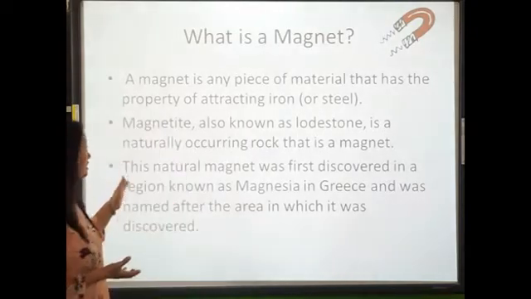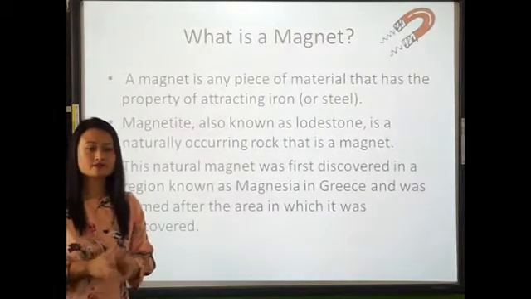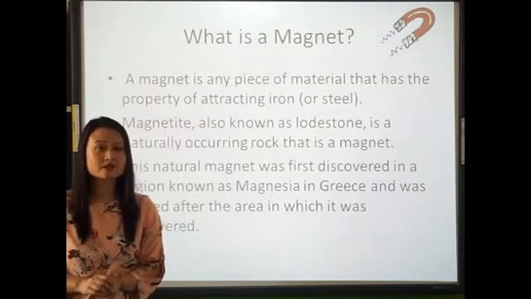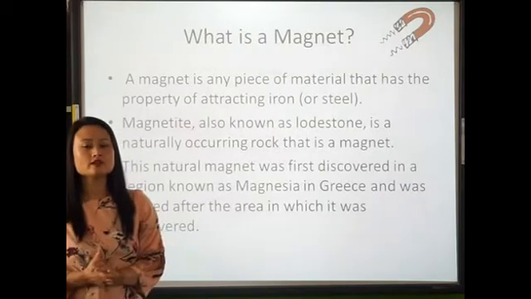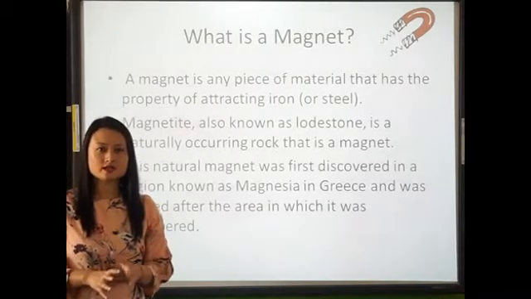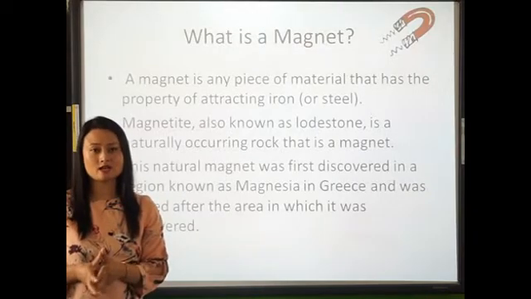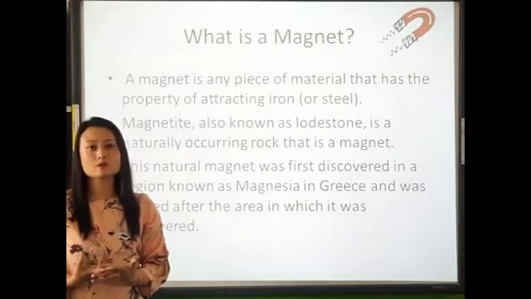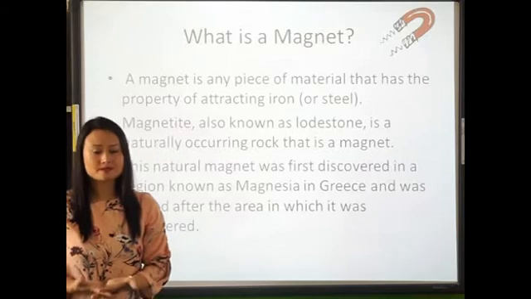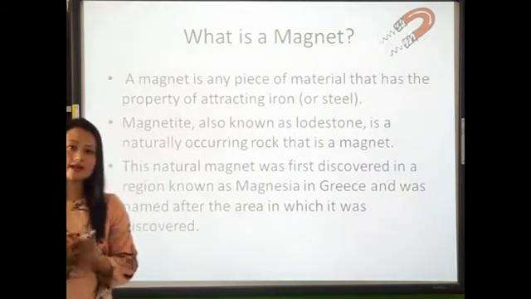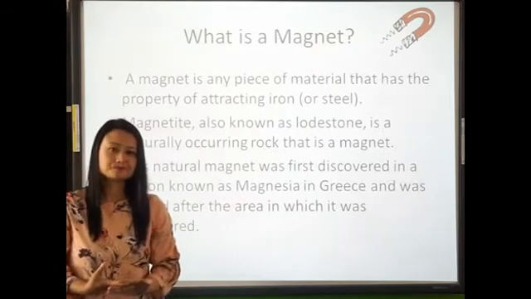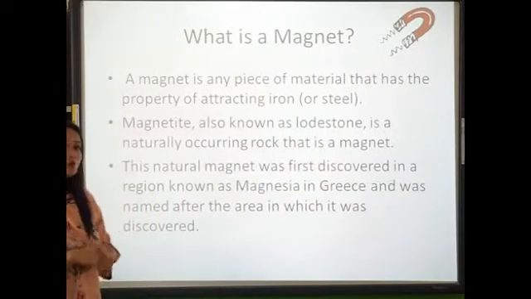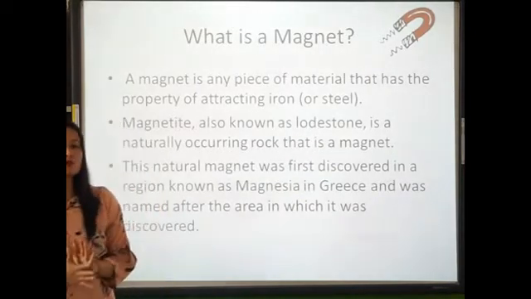As we discussed earlier, the magnet was first discovered in a place called Magnesia in Greece, and therefore the name magnet was given to the substance. But initially it was called magnetite, and it is also known as lodestone. Lodestone or magnetite is a naturally occurring magnet.